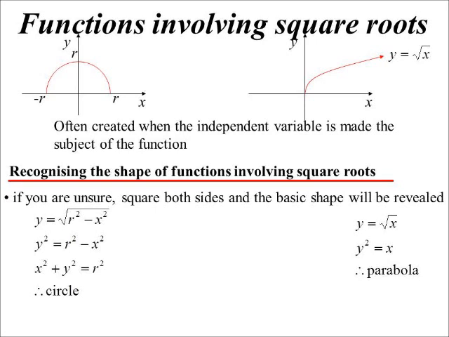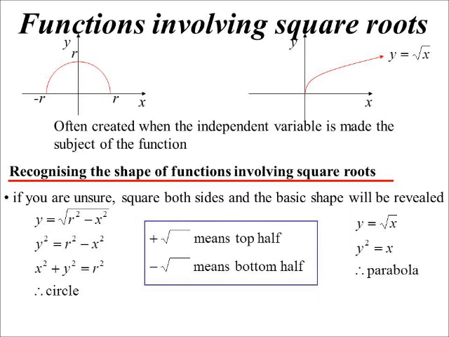So if you're not sure, square it. Get rid of the thing that's causing the problem. The root's what's causing the problem. Get rid of it. Square, see if you then recognise the shape. So positive square root will be the top half, negative square root will be the bottom half.